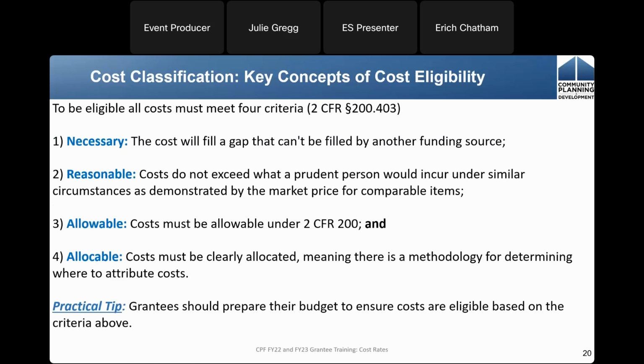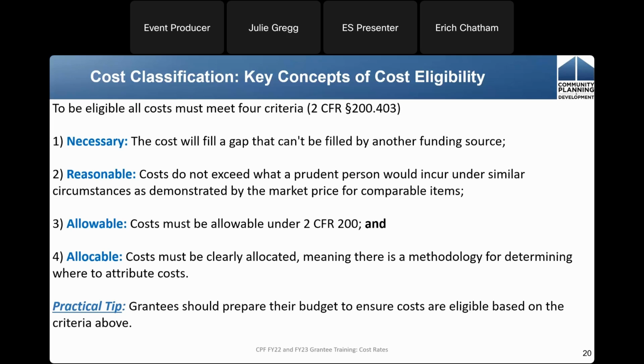So as it relates to cost classification, here are some key concepts of the cost eligibility. This is covered in 2 CFR 200, section 403. I was showing you items A through G on the previous slide. So first, the cost must be necessary, meaning that the federal award is going to be used to fill a gap in your project budget that can't be filled by another funding source. So you need this funding for your facility improvement, for example.